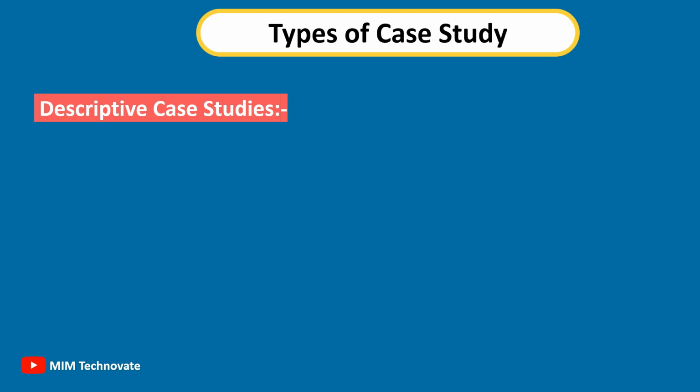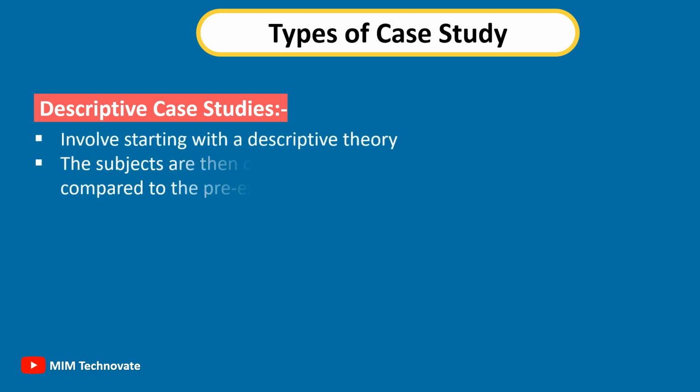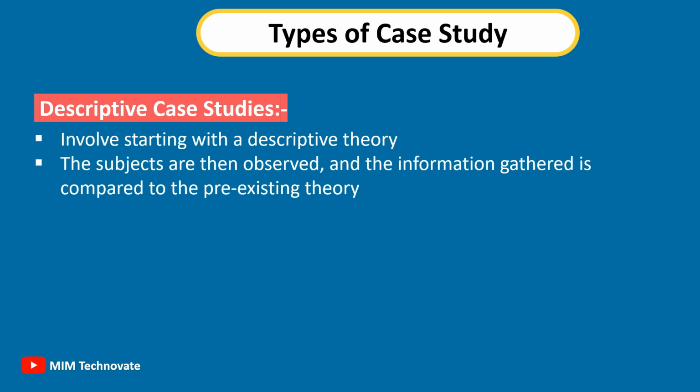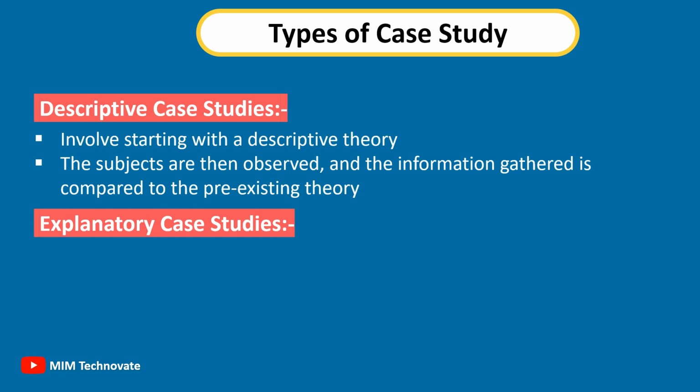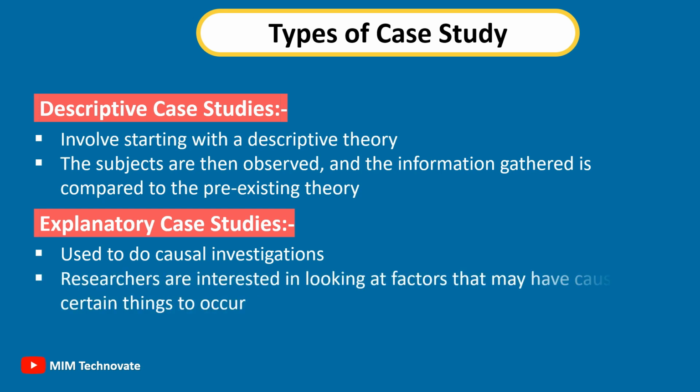Descriptive case studies. These involve starting with a descriptive theory. The subjects are then observed and the information gathered is compared to the pre-existing theory. Explanatory case studies. These are often used to do causal investigations. In other words, researchers are interested in looking at factors that may have caused certain things to occur.